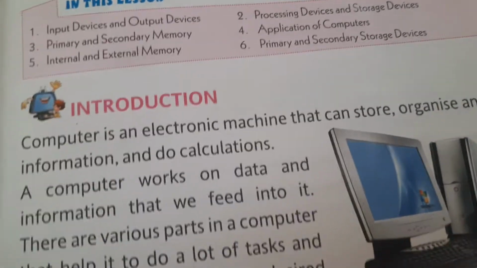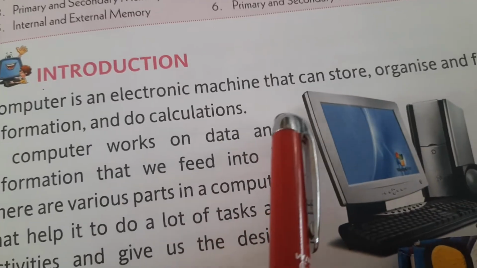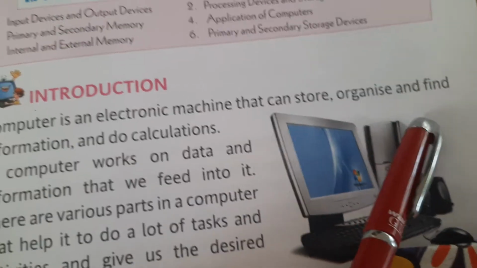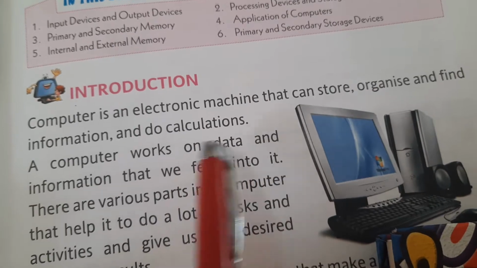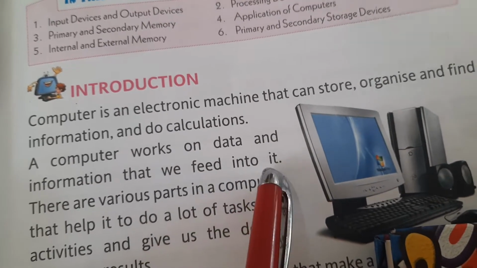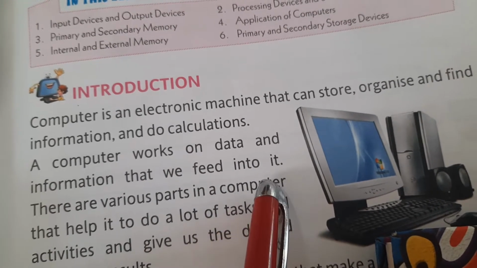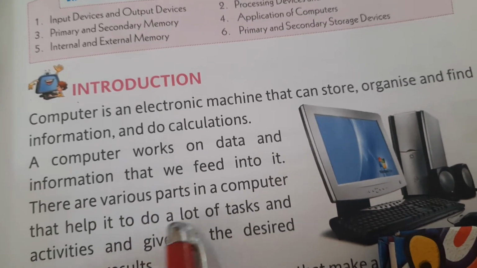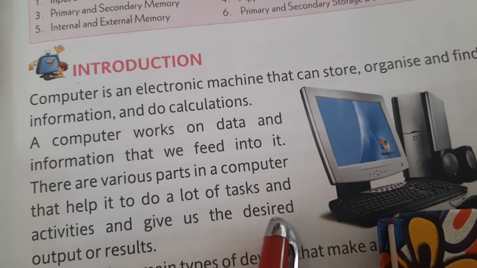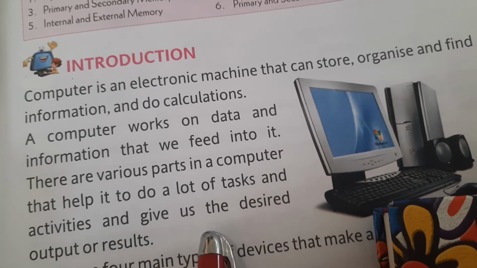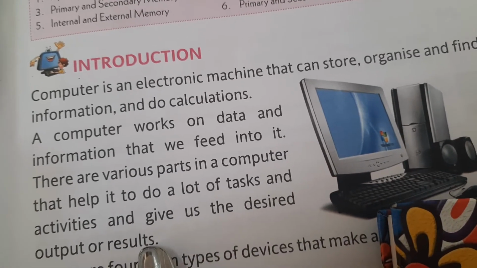Now, introduction. A computer is an electronic machine that can store, organize, and find information and do calculations. A computer works on data and information that we feed into it. There are various parts in a computer that help it to do a lot of tasks and activities and give us the desired output or results.